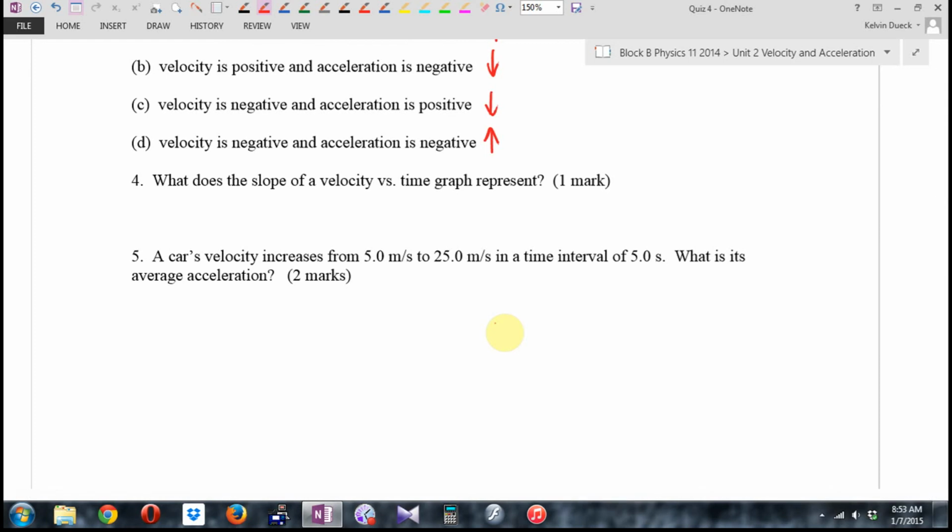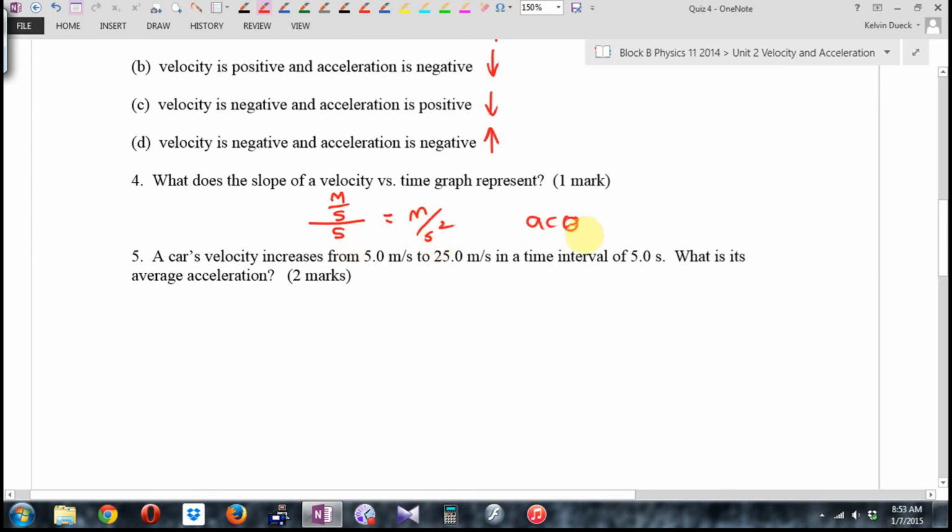What is the slope of a velocity versus time graph? It's acceleration. How can I figure that out? Since slope is rise over run, velocity is meters per second, there's the rise. Over run is time, it's seconds, so it's meters per second per second, which is meters per second squared. You know what? It is acceleration.